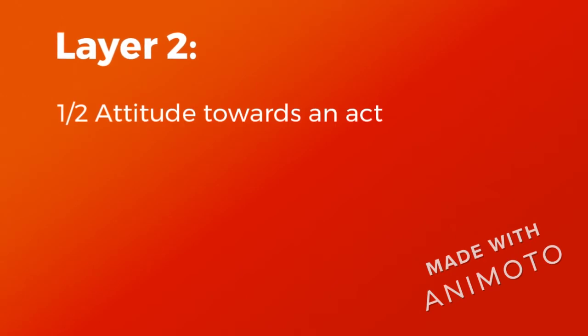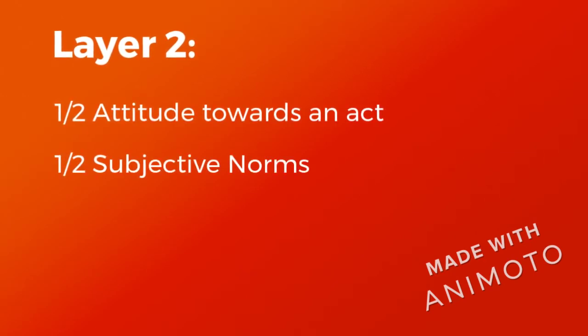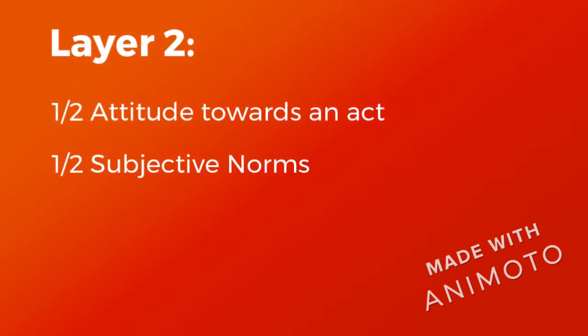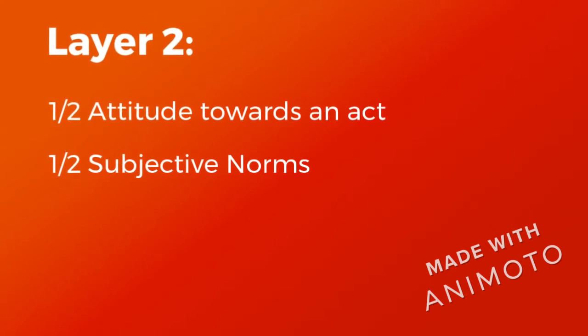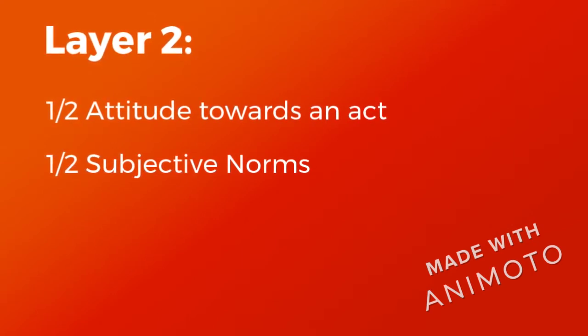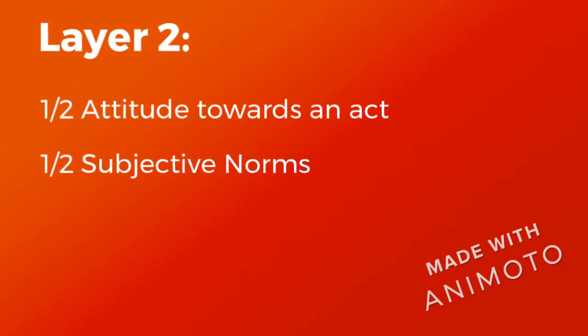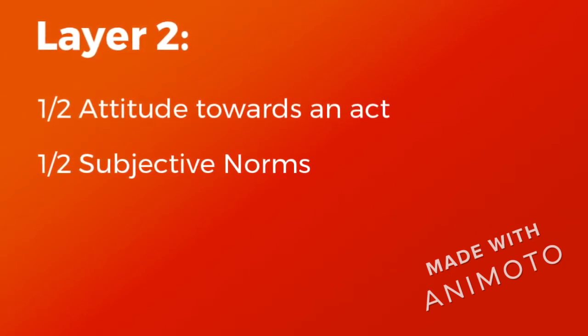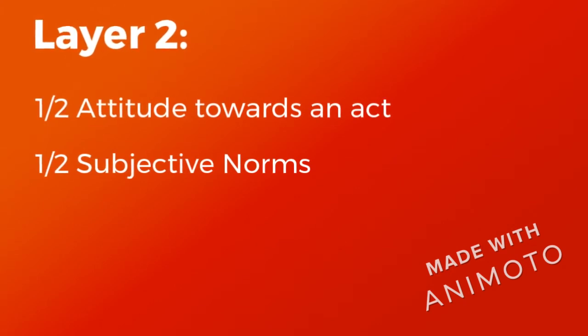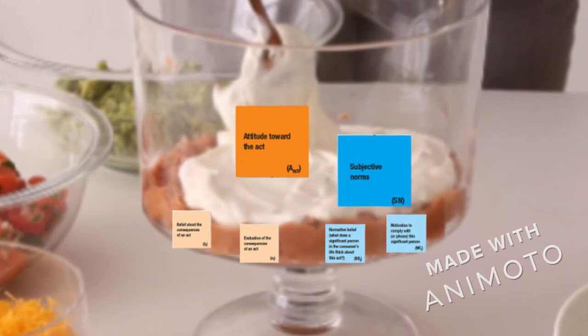For the second layer, we'll need half of it to be the consumer's attitude towards an act, which is actually influenced by the consumer's belief and evaluation of the consequences of an act. For the other half, we'll need it to be subjective norms, which are determined by consumers' normative beliefs and their motivation to comply with those beliefs. Then, we're going to lay the attitude and subjective norms right on top of the first layer.